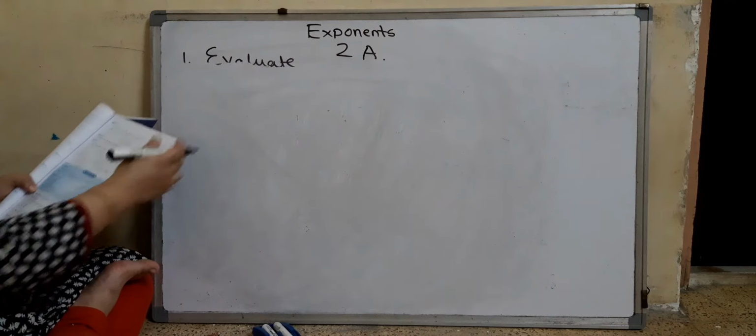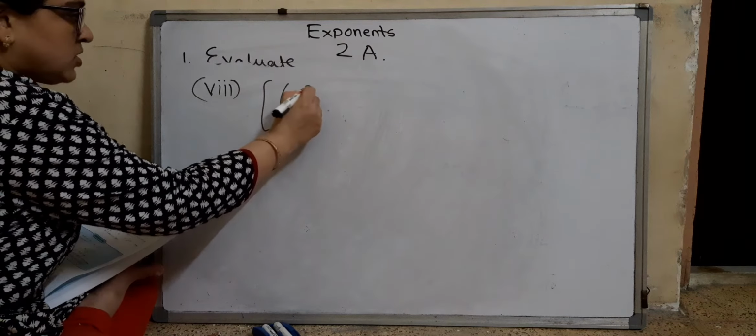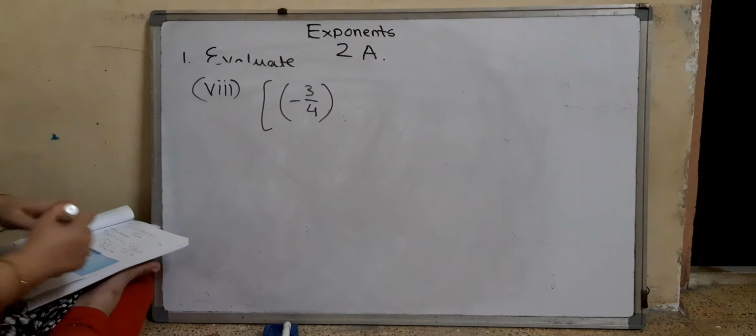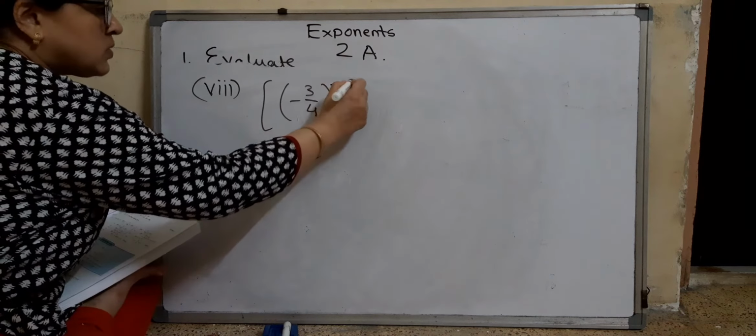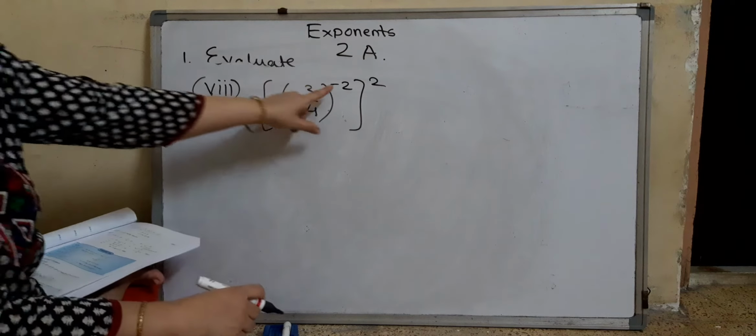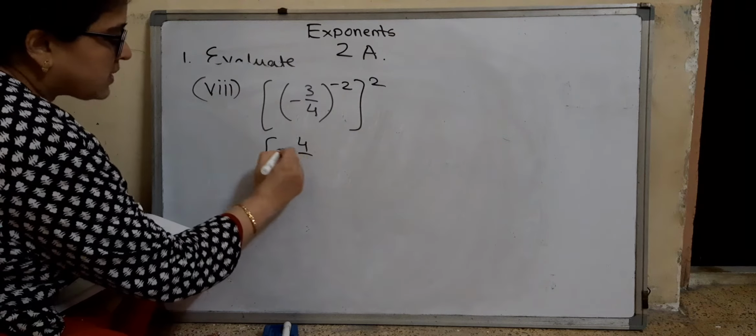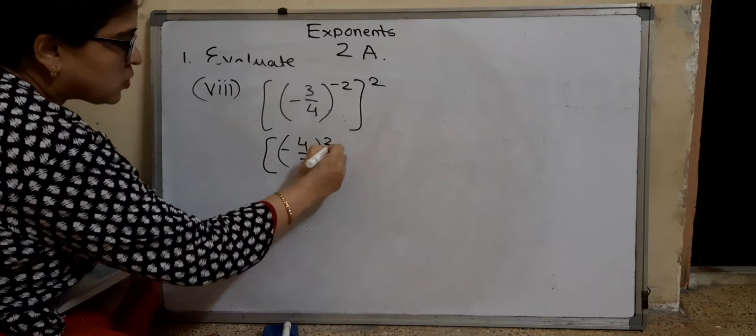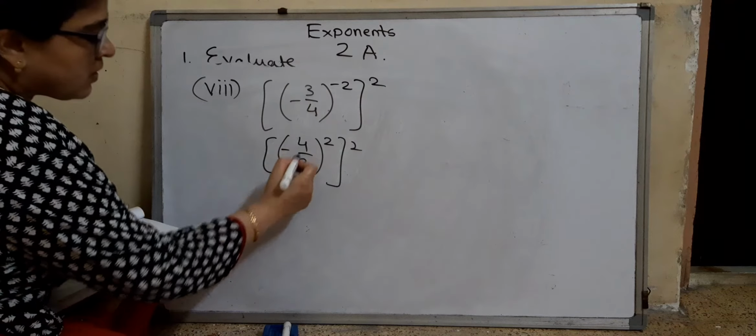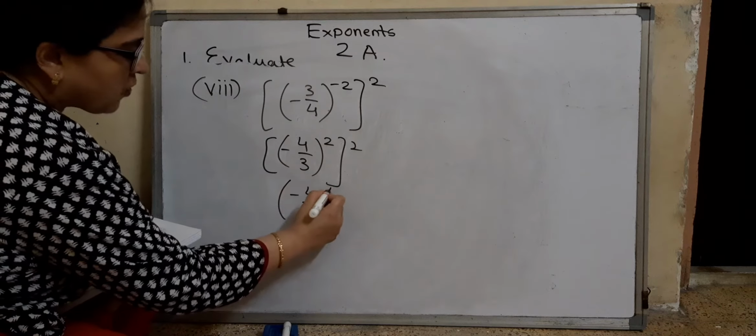Seventh sum done, eighth sum. (minus 3 upon 4) raised to minus 2, the whole raised to 2. Now this is a negative power, so take the reciprocal of this. So (minus 4 upon 3) raised to 2, raised to 2. Now this is minus 4 upon 3, 2 2s are 4.